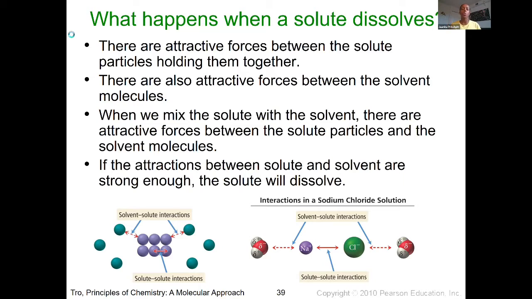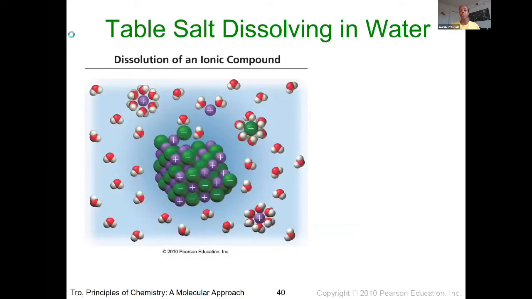And so remember this rule, it's the chemist's rule of thumb: like dissolves like. And we'll talk about that a lot in chapter 11, but that's what's really happening and allowing these solutes to dissolve. Again, if the attraction between the solute and the solvent are strong enough, the solute will dissolve and create this homogeneous solution.